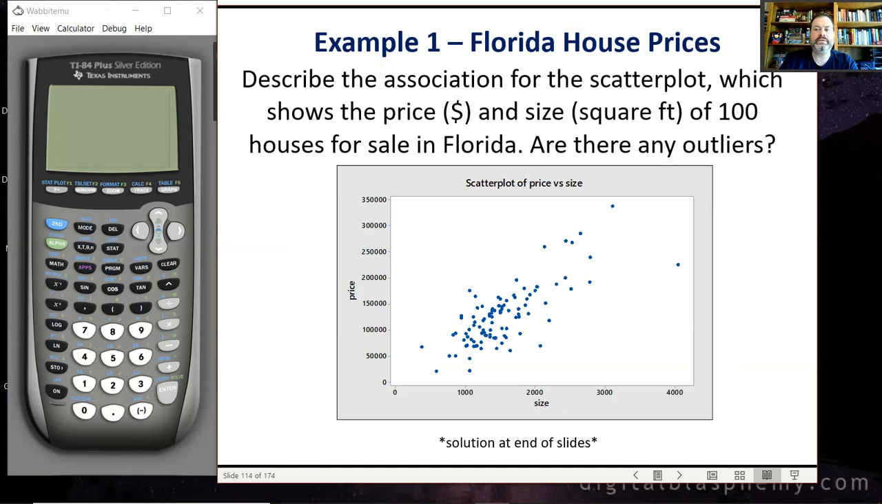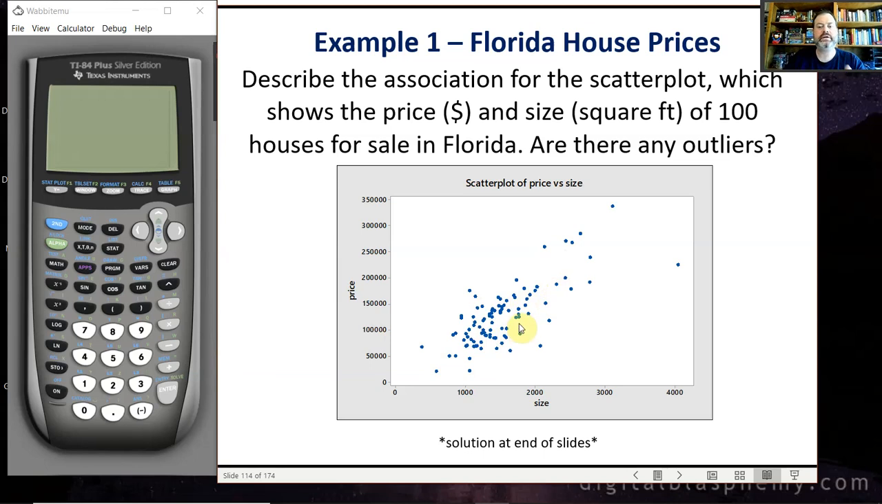So here's a brand new data set. We're going to use this one a bunch in this section and the next section. Describe the association, which shows the price in dollars and size in square feet of 100 houses for sale in Florida. Are there any outliers? So let's see what we have here. Here's the size of the house in square feet. Here's the price. So we know that bigger houses cost more money. Everybody knows that. And that's shown in the trend. So it's definitely a positive association, right? And it looks fairly linear. I don't see any big curves, and it doesn't look random, and it's not horizontal.